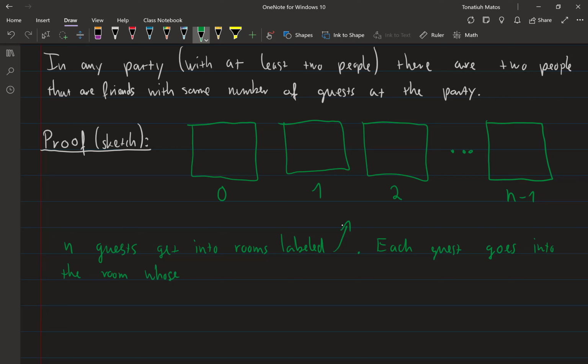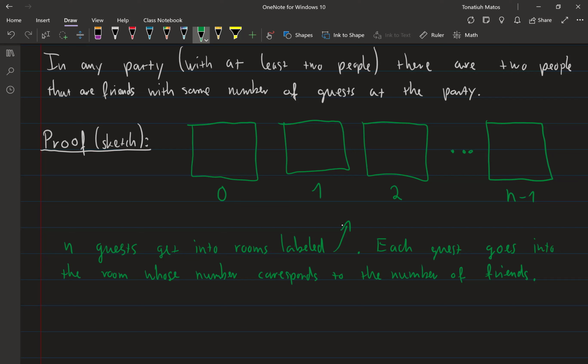whose number corresponds to the number of friends. So the person crashing the party who has no reason to be there goes into room number 0.